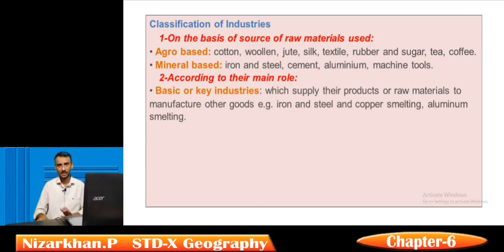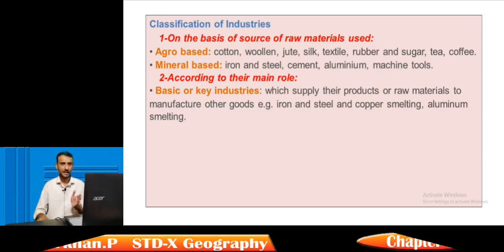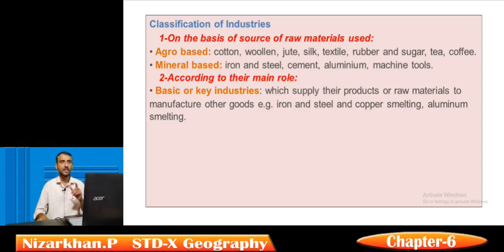What are basic or key industries? Those which supply their products or raw materials to manufacture other goods. Examples are iron and steel, copper smelting, and aluminum smelting industries. That means basic or key industries supply their products or raw materials to manufacture other goods.